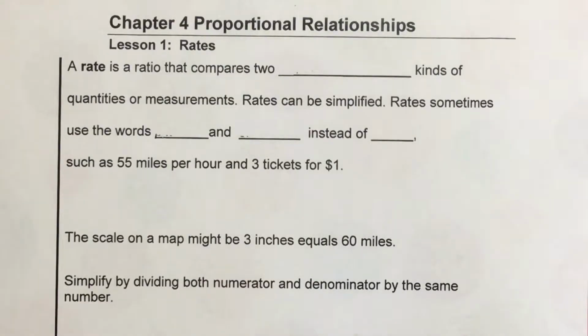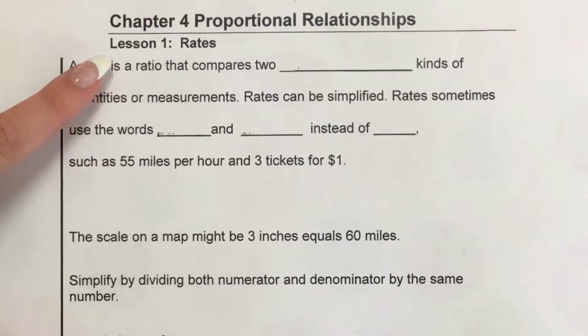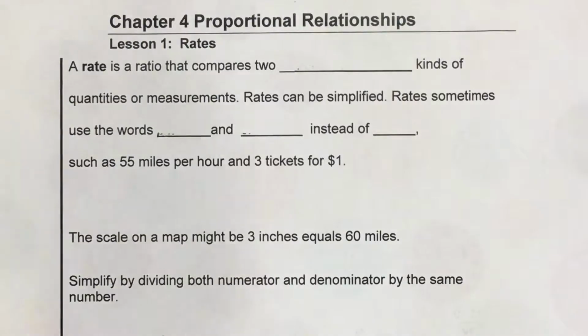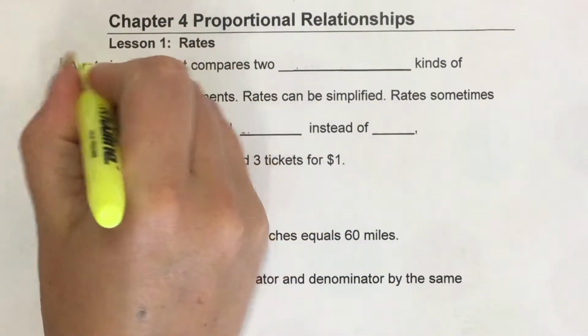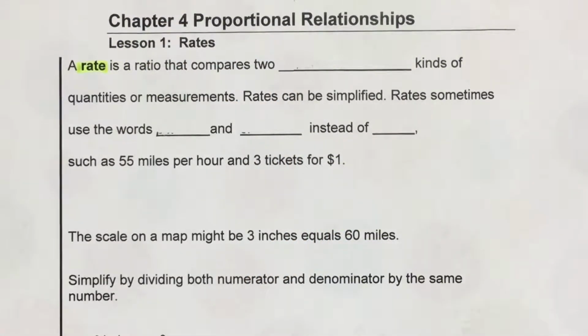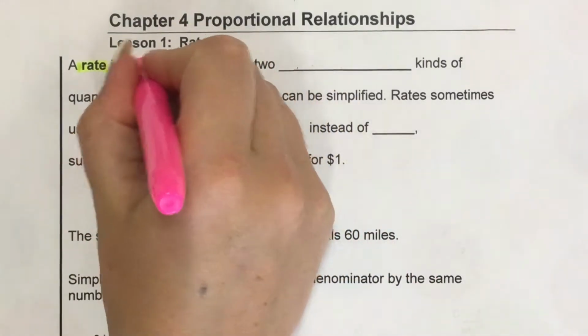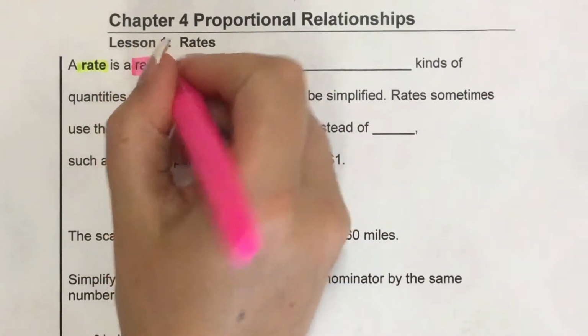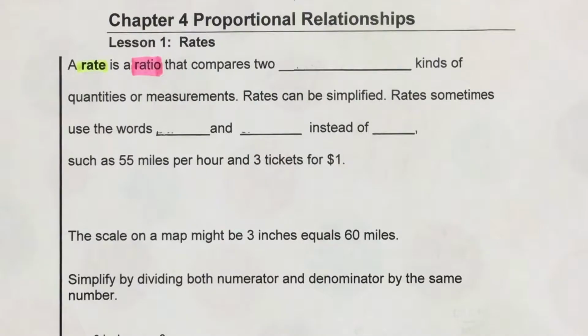Welcome back. We are talking about Chapter 4, Proportional Relationships, and we're starting with Lesson 1 that is talking about rates. Now, a rate is a ratio. Now, ratio, I know that you've heard that word before, but it's really, really important that you understand what the word ratio means.